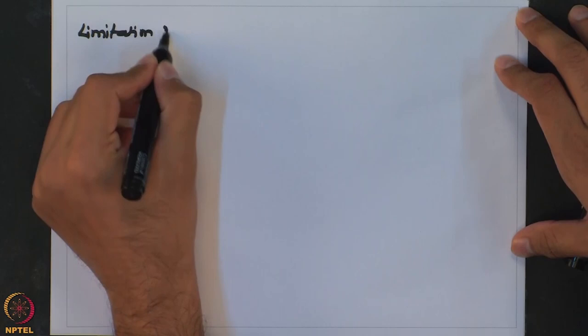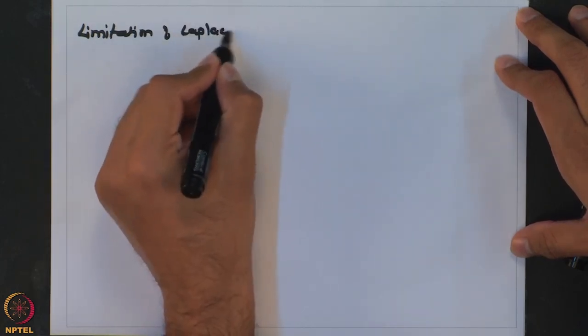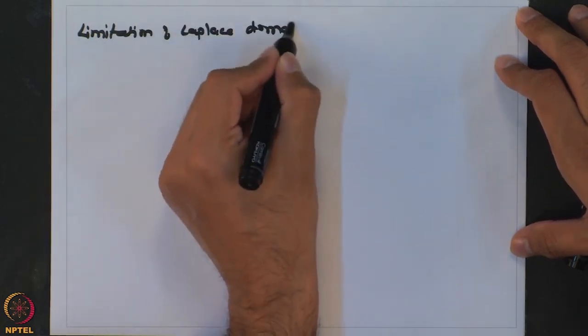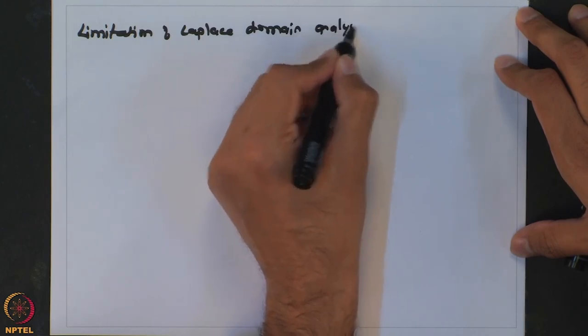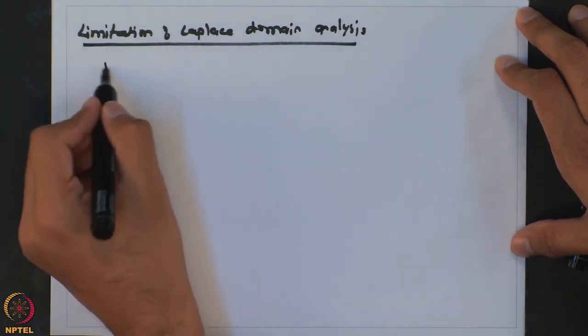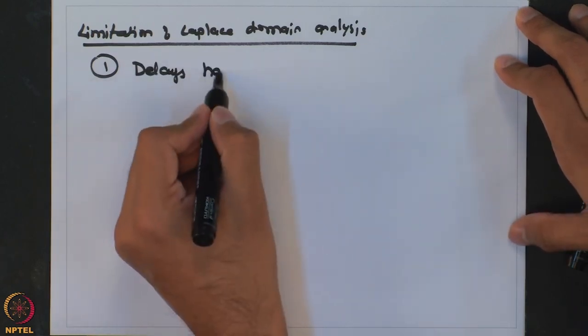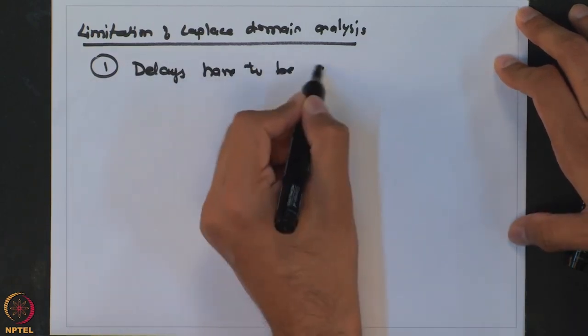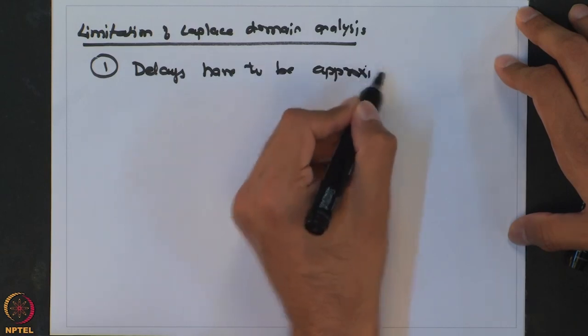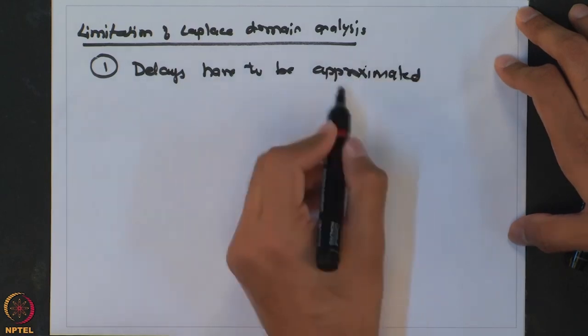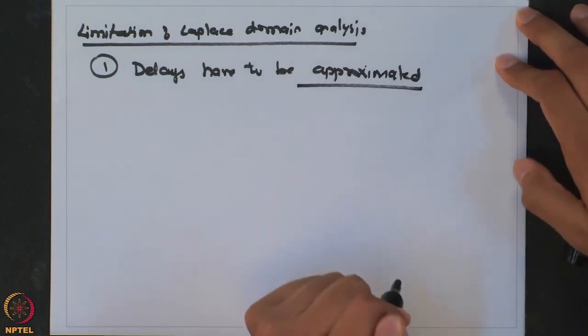So that was one of the limitations of Laplace domain analysis. So the first one is delays have to be approximated. That means they cannot be handled accurately.